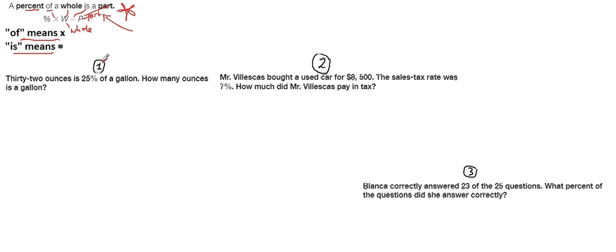So looking at number 1 here, 32, just write it as you read it, ounces, if it helps to label it, is 25%, so let's just turn that into our decimal right away, of a gallon. We don't know that part yet. How many ounces is a gallon?